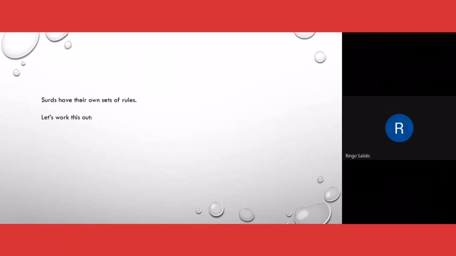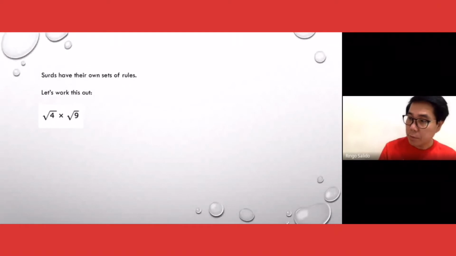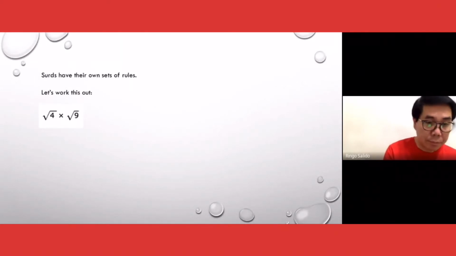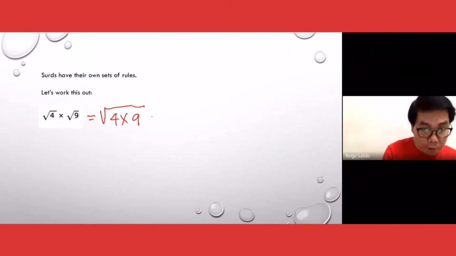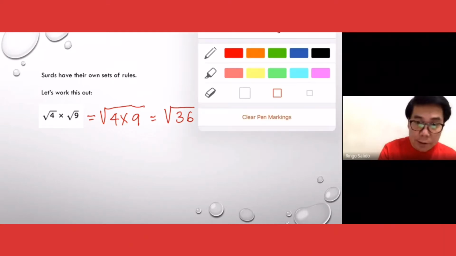Surds have their own sets of rules. So let's work out this one: the root of 4 times the root of 9. We can have the root of 4 times 9, which is equal to the root of 36, which is equal to 6. The square root of 36 is 6.